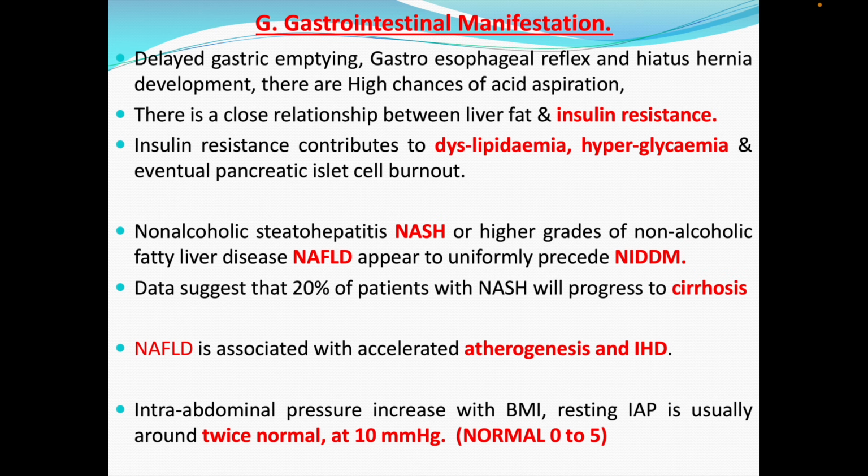Intra-abdominal pressure increases with increasing BMI. The resting intra-abdominal pressure is usually around twice the normal, at 10 millimeters. Normal is 0 to 5, and the normal resting pressure of an obese patient, even class 2 or class 3, is 10. And of course, it has its own complication, pressing on the inferior vena cava and affecting perfusion. If it increases more than, I think, 20 to 25, it can cause compartment syndrome.